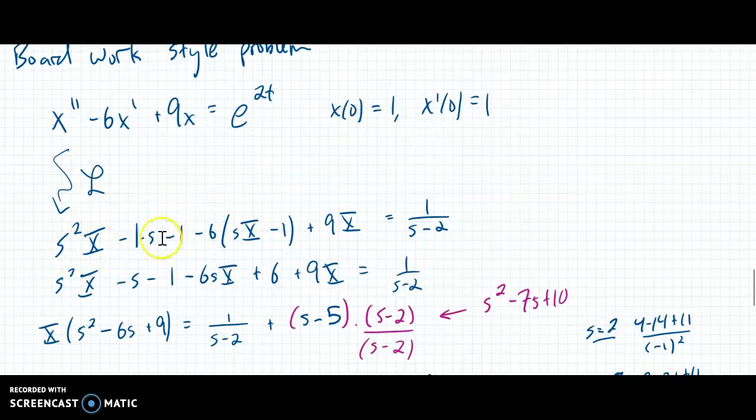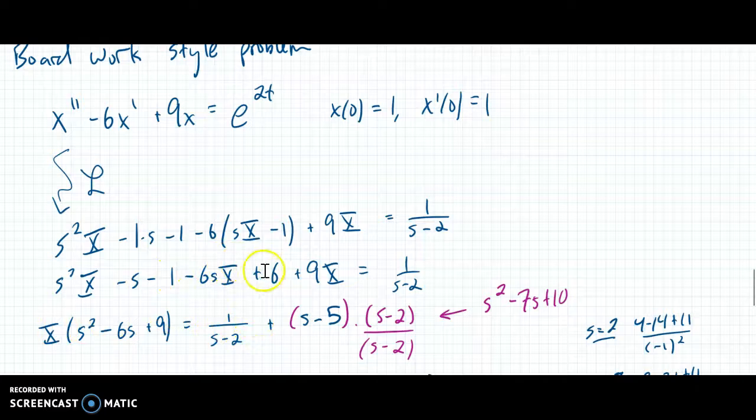It was really nice that I had ones because I didn't have to really think about it much. It was just minus 1 times s, minus 1, minus 6 times s x minus 1. And then the 9, and then this was the Laplace of that. I just distributed everything, and then I grouped these guys. S squared minus 6s minus 9 is the x pieces. The 1 over s minus 2 was here.